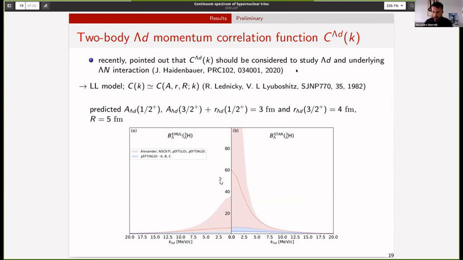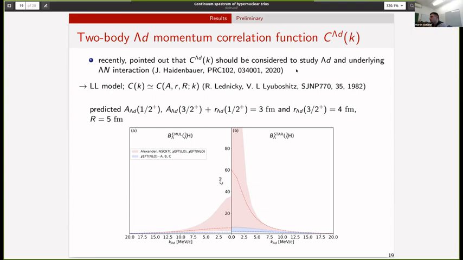Any other question? I don't see any. Maybe I may ask you, some of the systems you calculate or actually predicted, in some models to be spatially extended or even halos. Is it a difficulty for you? Or did you look at the radius, for example, of the ground state of the Hypertriton?